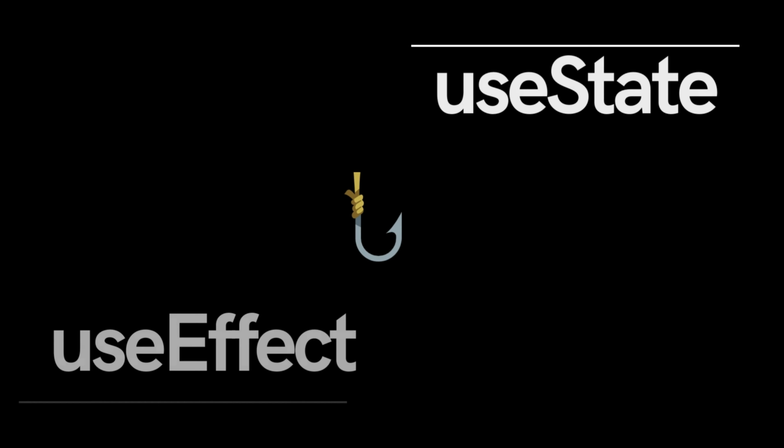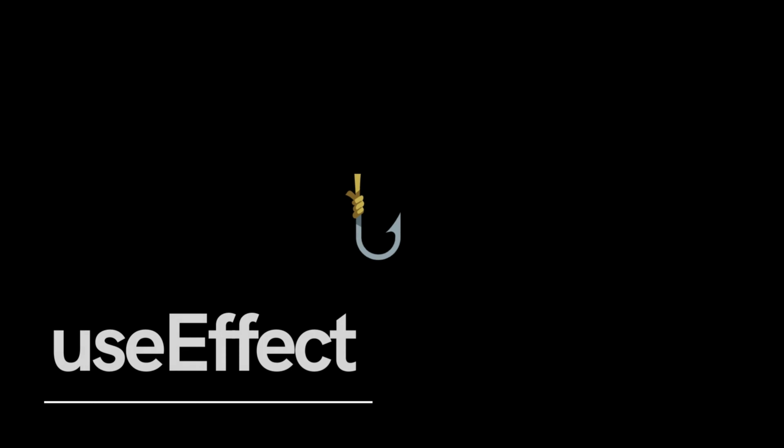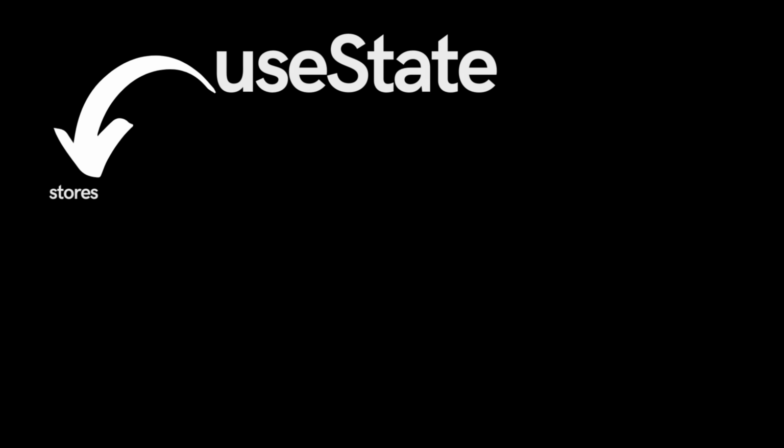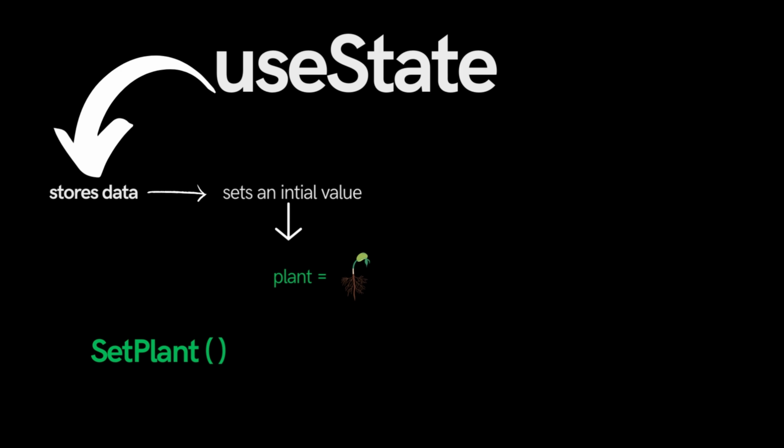Just like our seed analogy, useState is a React hook that allows you to store data and manage state in functional components, and it also provides a way to update that data. In useState, you can set an initial value for the data. Let's set an initial value for the seed we planted. Let's call it plant. This seed changes over time by using a setPlant function to update the state. When setPlant is called, it changes the state of a component.